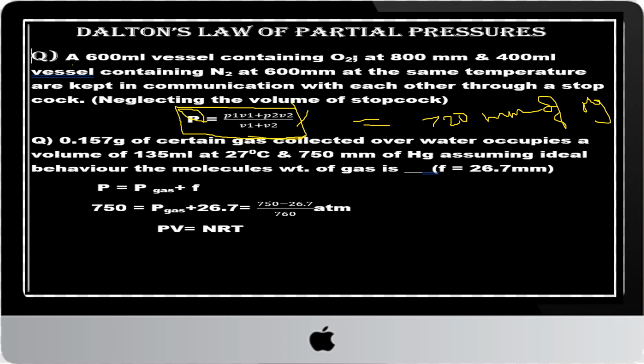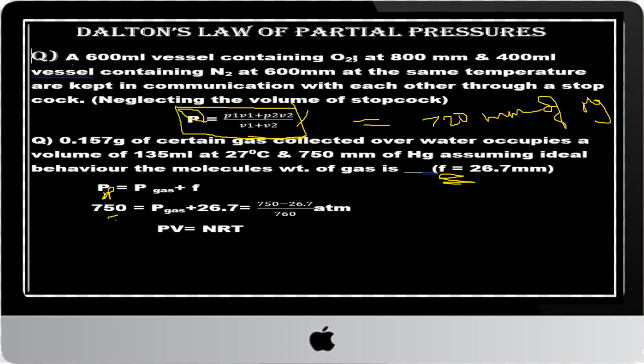Another question: 0.157 grams of a certain gas collected over water occupies a volume of 135 ml at 27 degrees Celsius and 750 mm of mercury. Assuming ideal gas behavior, the molecular weight of the gas is? Here F means aqueous pressure, which is 26.7 mm. Again, we should use the resulting pressure equals the pressure of the gas plus the aqueous pressure, or F. Substituting here, 750 equals P gas plus 26.7.